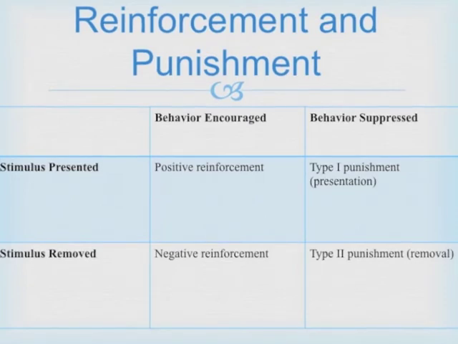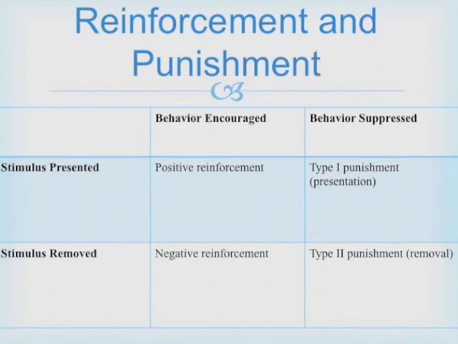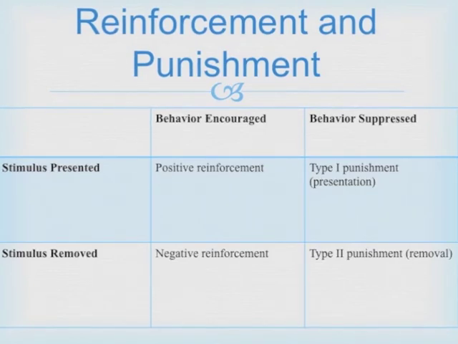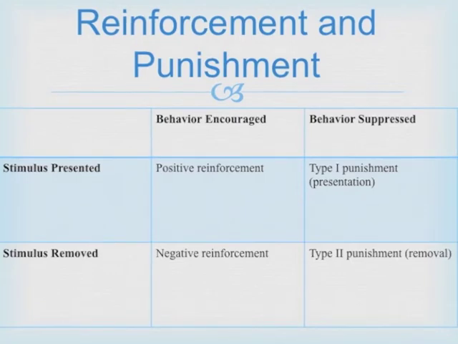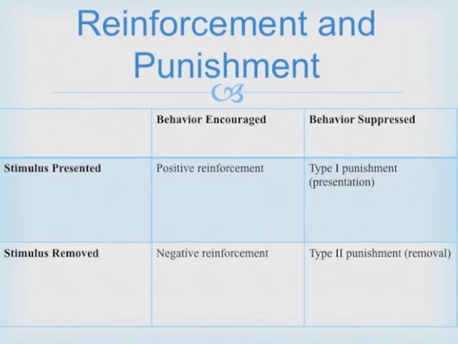So if you want to encourage a behavior and you're presenting a reinforcement, that's called positive reinforcement. This is an example of giving a sticker for good behavior or giving a good grade in response to something. Whereas if you're presenting a punishment, that's called type 1 punishment or presentation punishment. This is where you're presenting a punishment in order to decrease behavior. So that would be presenting a student with detention if they get in trouble, or scolding a student if they get in trouble. You're giving a punishment.